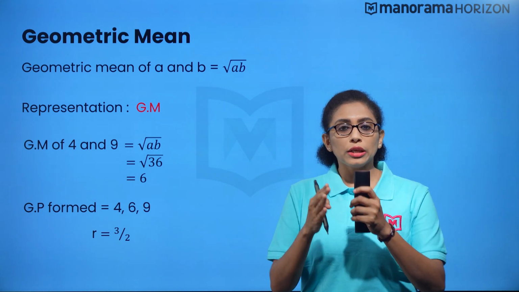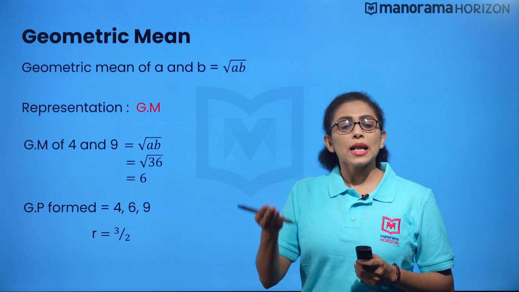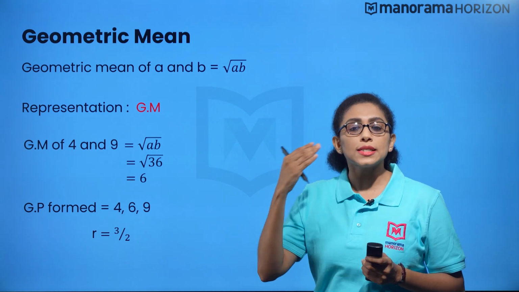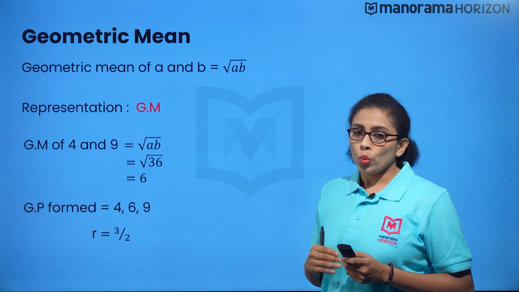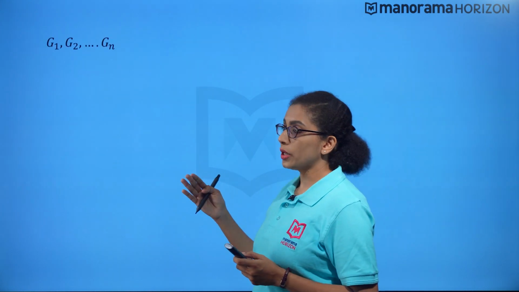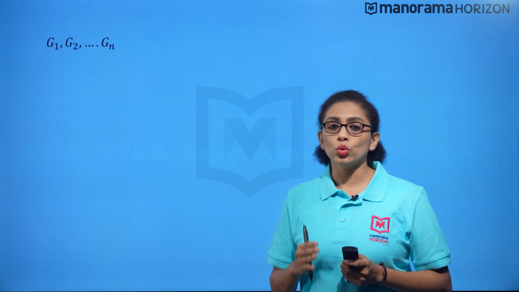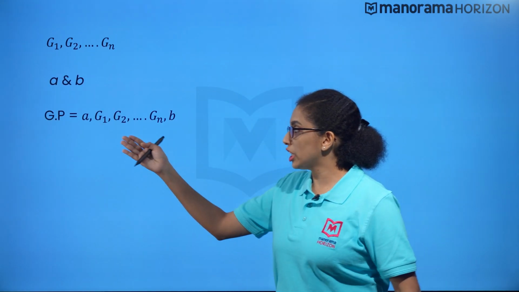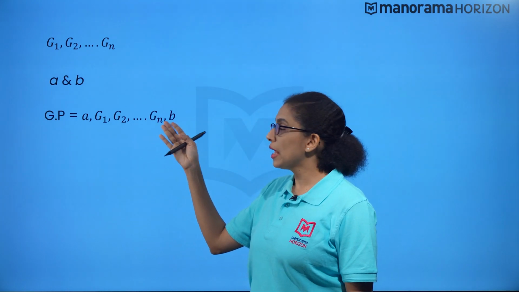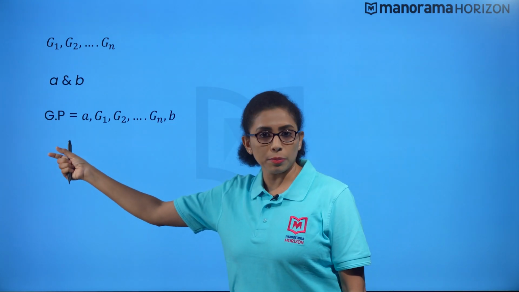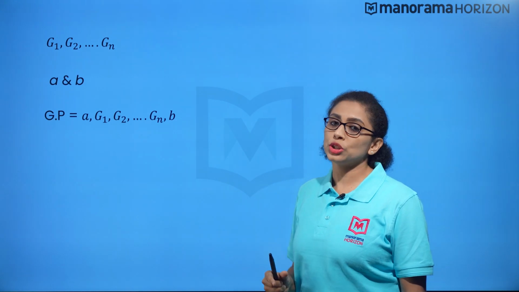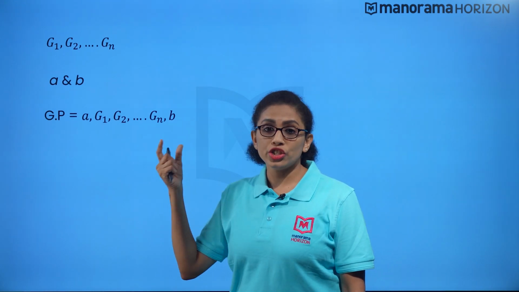This leads to a generalization of the concept of geometric mean of two numbers. Given any two positive numbers a and b, we can insert as many numbers as we like between them to make the resulting sequence a GP. We can insert n numbers g1, g2 up to gn between a and b such that a, g1, g2, up to gn, b forms a GP.